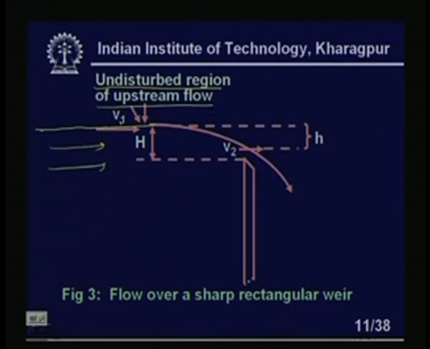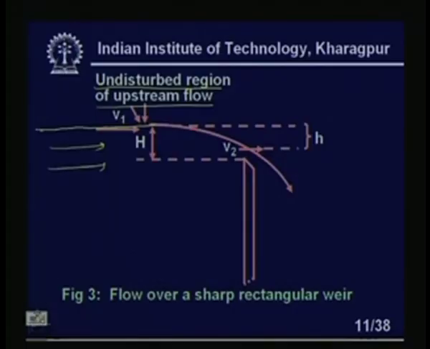This sharp edge is very important, we will discuss later on, because if it is not sharp, the calibration constant will be modified. So, after a certain number of months we can just change the weir, keeping all other dimensions constant, so that our flow coefficients will remain the same as before.